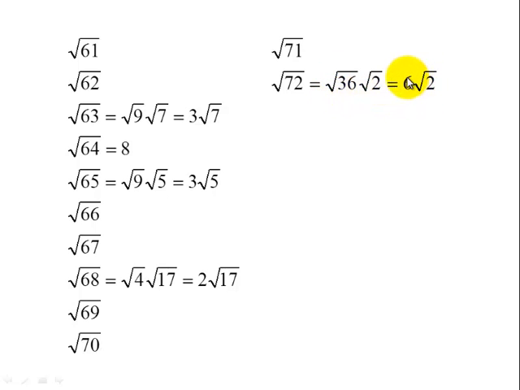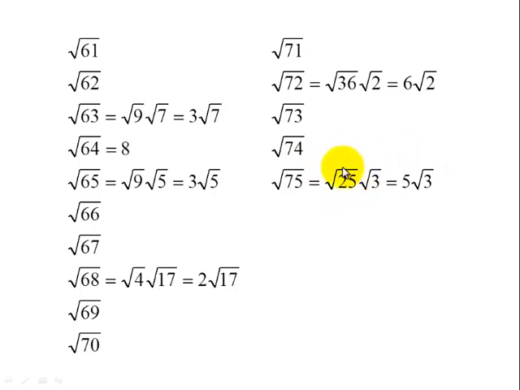The square root of 36 is 6, so the square root of 72 simplifies to 6 radical 2. 73 is prime. 74 is 2 times 37, no perfect square factors. 75 has 25 as a factor, so this reduces to 5 radical 3. 76 has a factor of 4, so this simplifies to 2 radical 19. 77 is 7 times 11, no perfect square factors. 78 is 2 times 39, no perfect square factors.